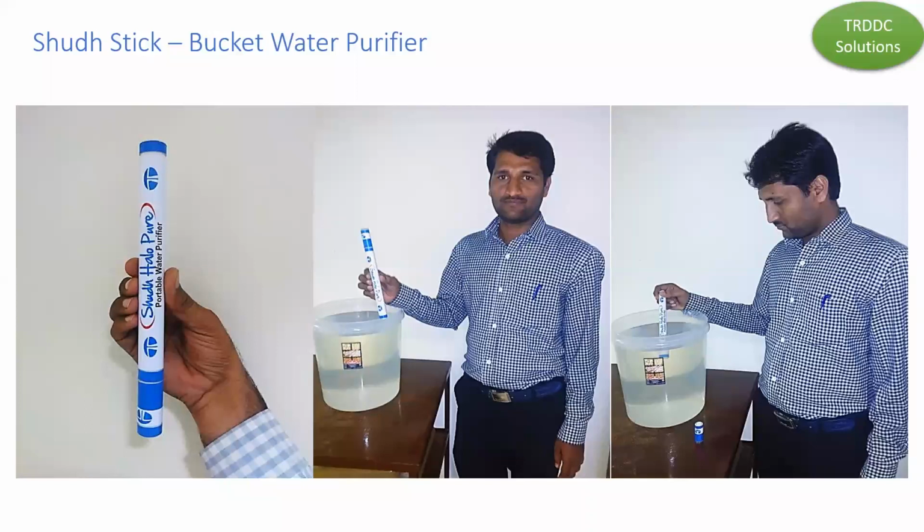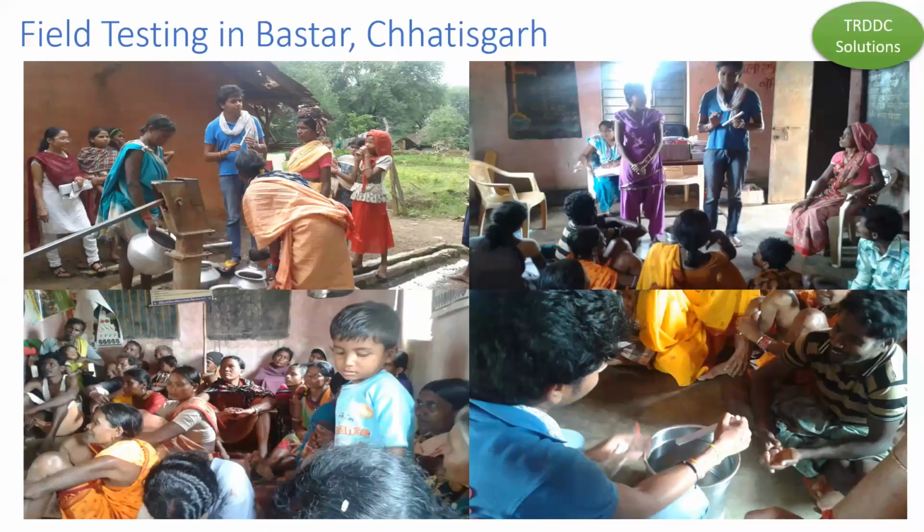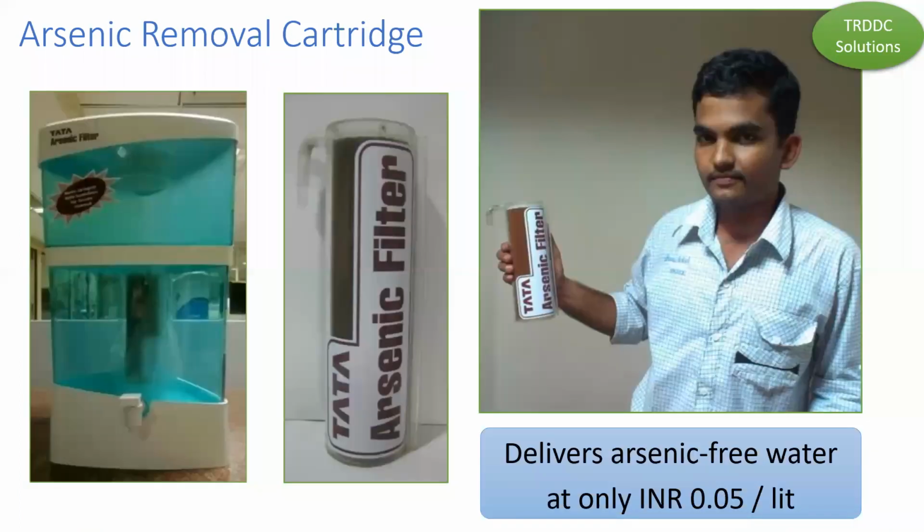In the same lines, where we have bacterial contamination, generally when villagers go to some pond, lake or river and take that water for consumption, it has a lot of bacterial contamination. People say if you just chlorinate the water, it's good for them. So we have created this stick. We take a bucket of water and stir the water with the stick, and the water is safe for consumption. This particular stick we have distributed in Bastar district, Chhattisgarh, through one of our NGOs.